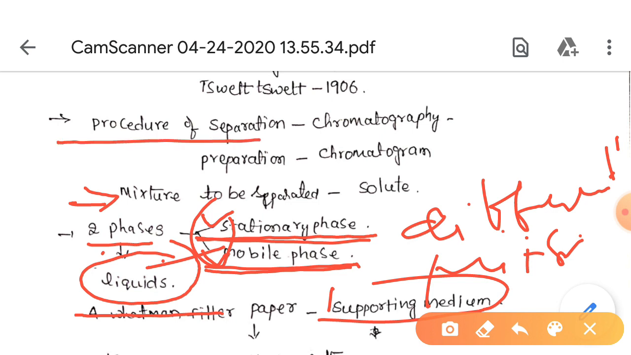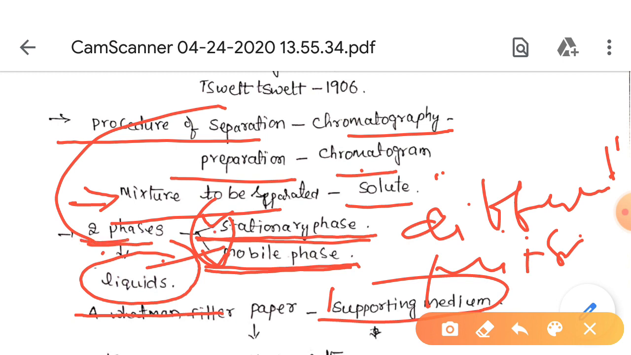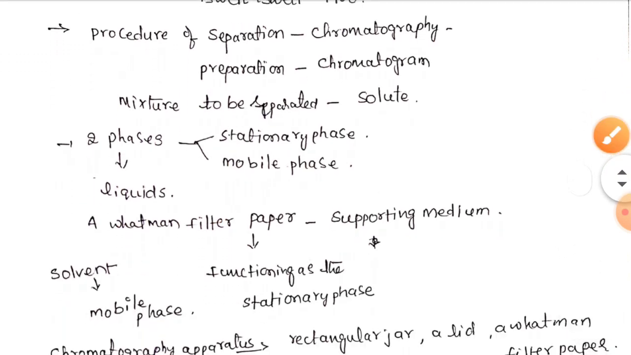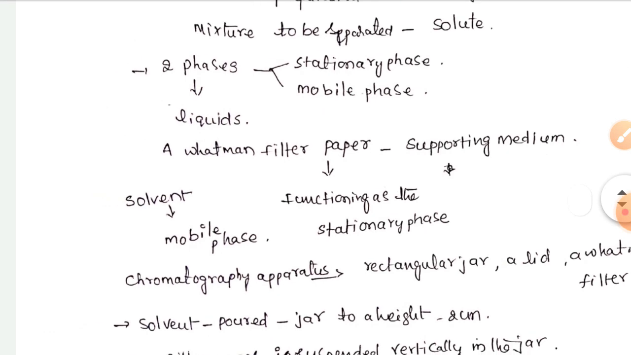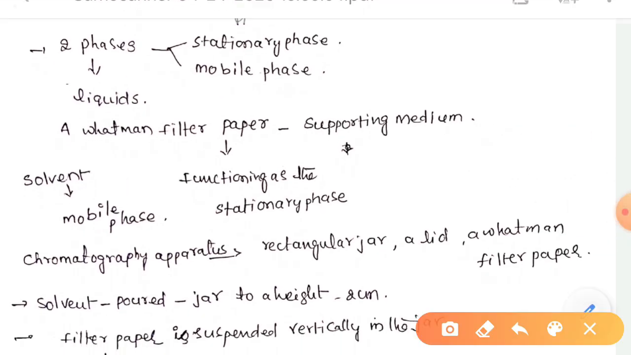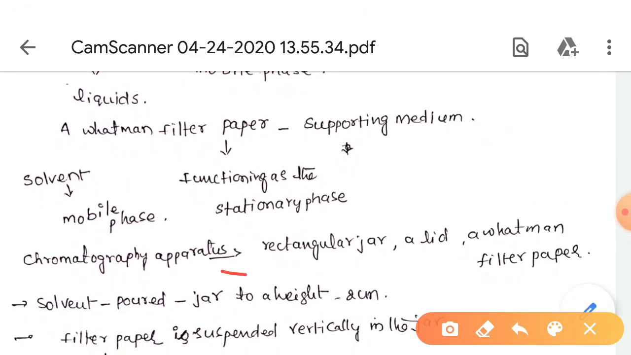To recap, the procedure of separation is called chromatography, the preparation is called a chromatogram, and the mixture to be separated is called the solute. In paper chromatography the two phases are liquids. The chromatography apparatus contains a rectangular jar, a lid, and a Whatman filter paper.